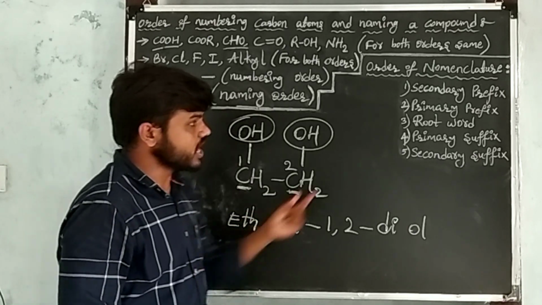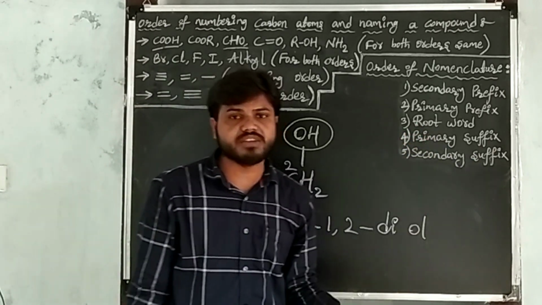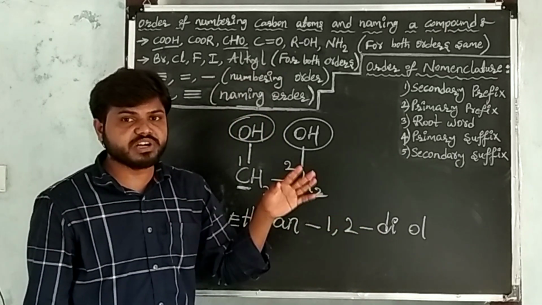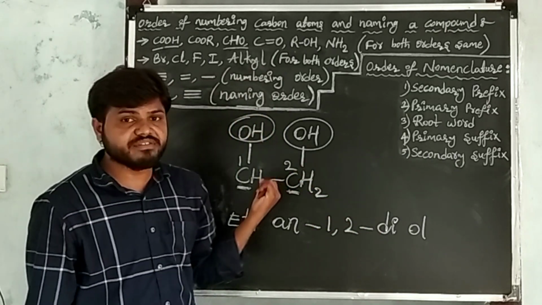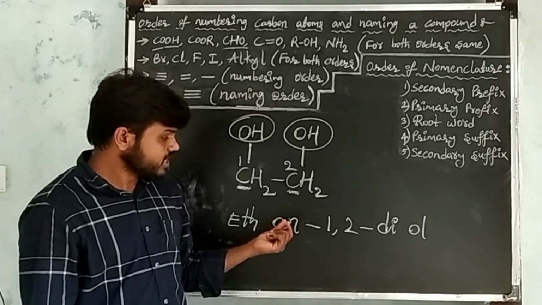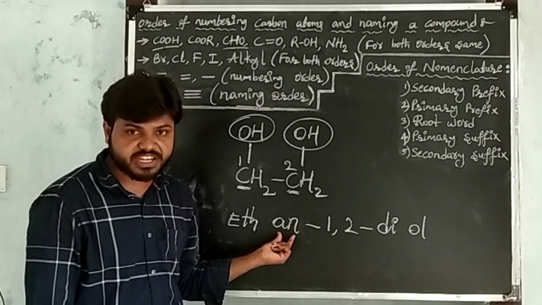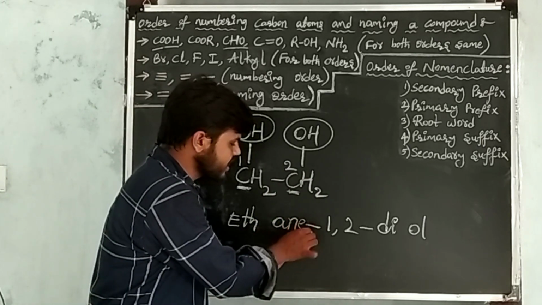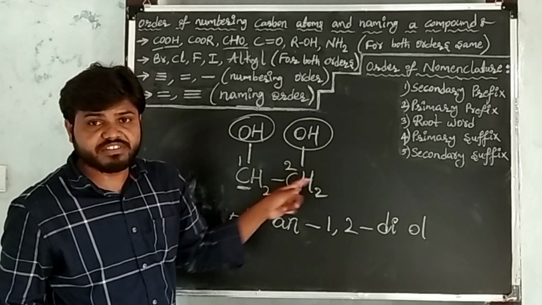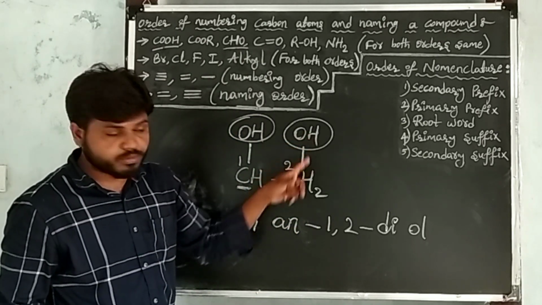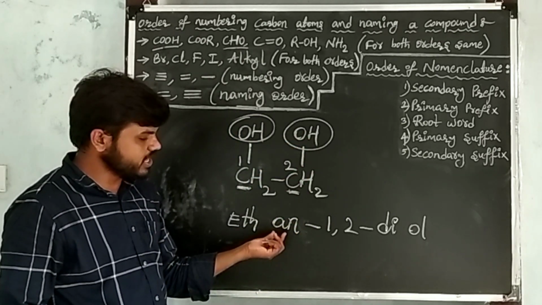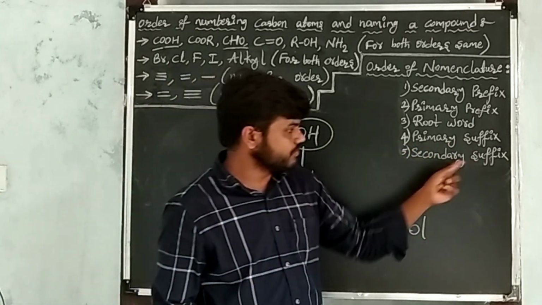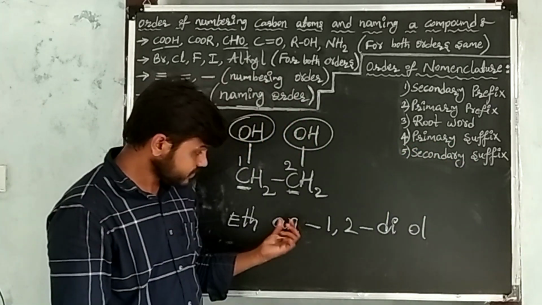I have written the root word. After writing the root word, go to the primary suffix. Primary suffixes are single bonds, double bonds, triple bonds. Between every 2 atoms, single bonds are present. That's why I wrote the suffix of single bond, that is an. I am not taking E because in the given carbon compound, an alcohol functional group is there. Just write the an. After writing the primary suffix, go to the secondary suffix.